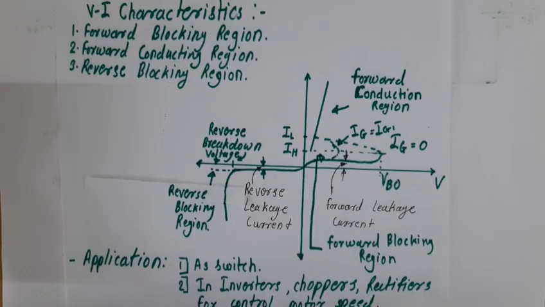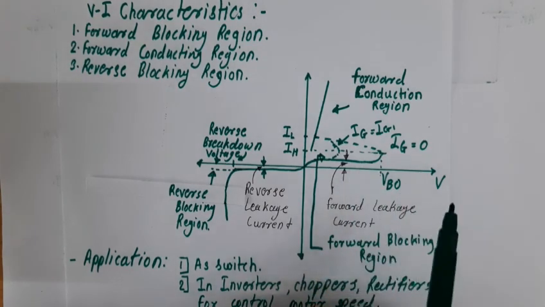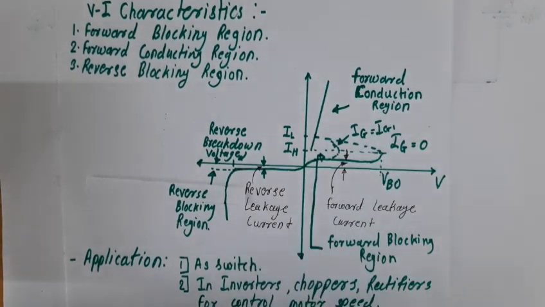This shows the final VI characteristic of the SCR. There are three regions: forward blocking region, forward conducting region and reverse blocking region. The applications of the SCR are, first, as a switch. We can use SCR as a switch. Then it is also used in inverters, choppers and rectifier circuits, and the SCR is also used in speed control of motors.